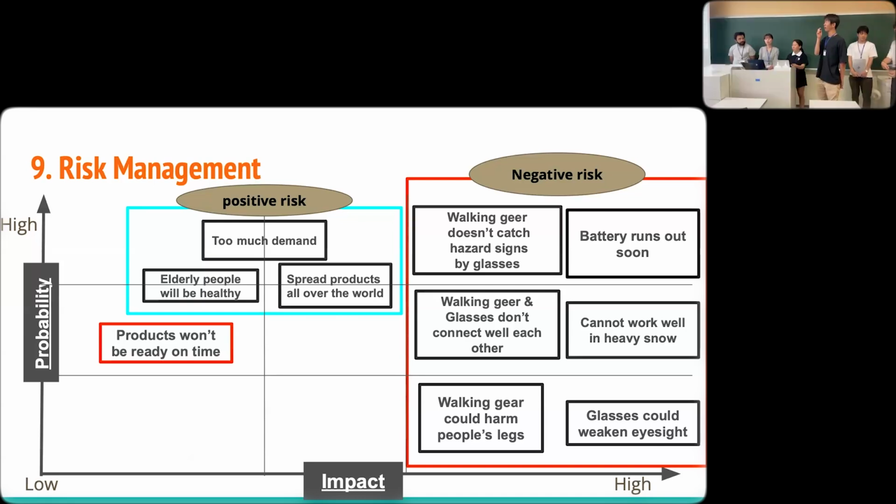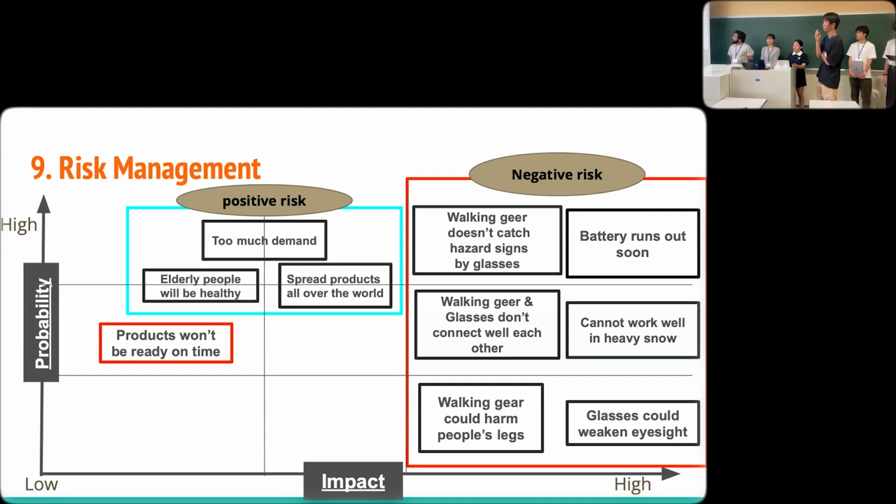Yeah, we have come up with 7 negative risks. 6 of them really have high impacts, like the walking gear doesn't catch the hazard sign from the glasses, or if the battery runs out soon. If the battery runs out soon, our project is not successful because we can't help elderly people walk outside. And if the walking gear and glasses don't connect well with each other, it means we can't help elderly people walk outside either.